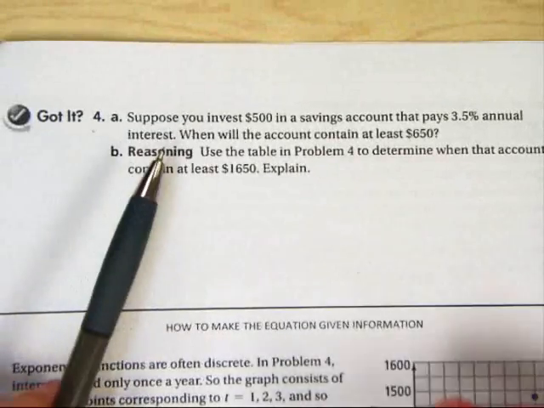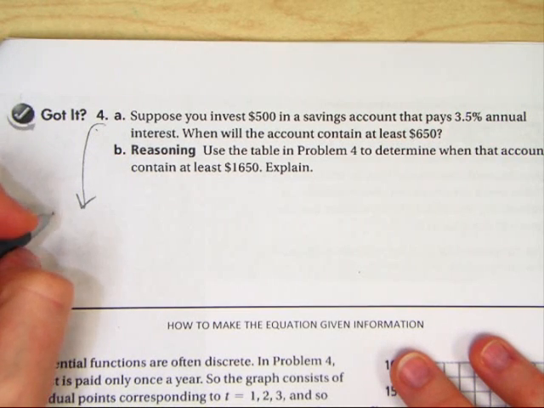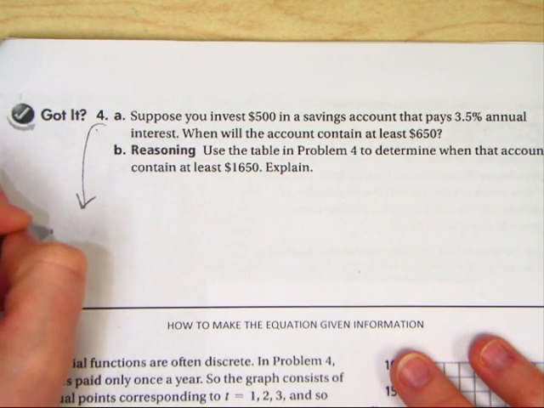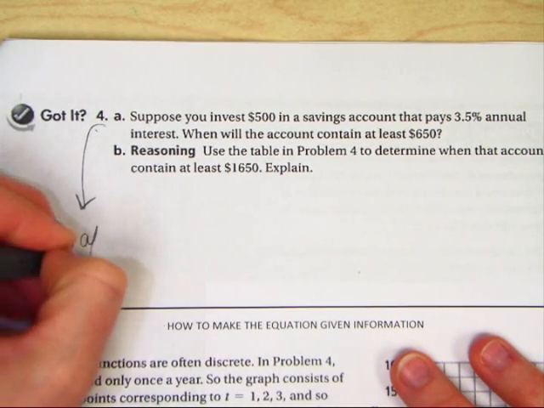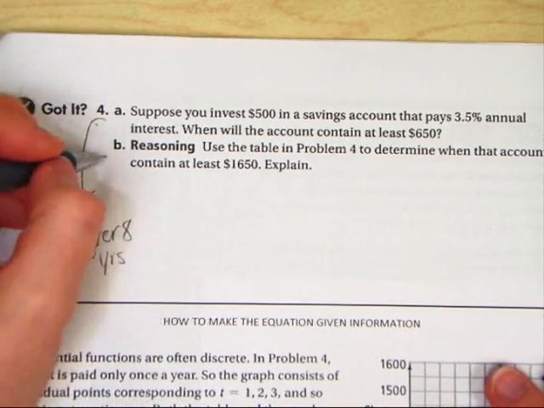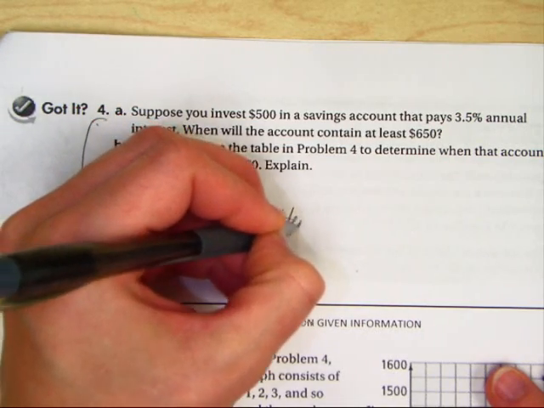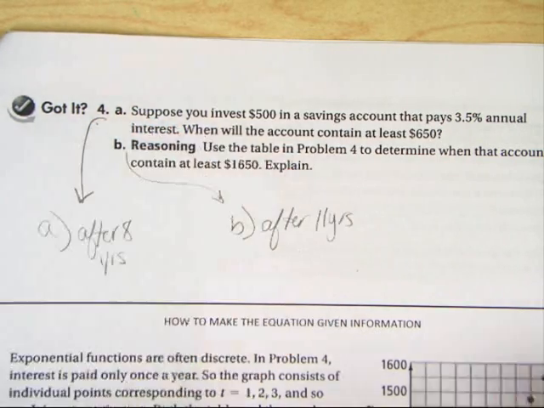I'm going to skip "Got It" problem number 4. If you would like to, the answer for A will be after 8 years, and this is guess and check again. The answer for B will be after 11 years. So if you didn't understand the last example, you should probably go ahead and find the equation and test these two out.